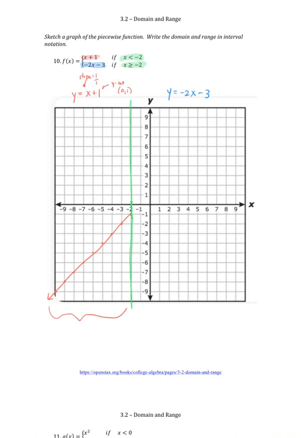So the next thing I need to look at is the fact that this was a less than sign right here, no equal to sign. So that means I need to have an open circle here for my red, not a closed circle.